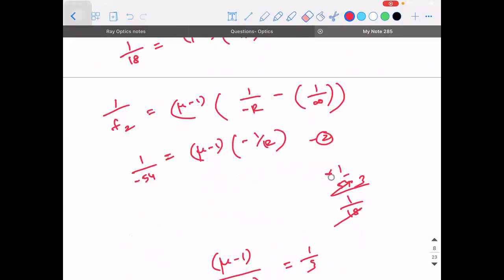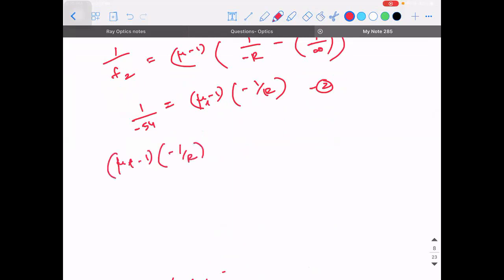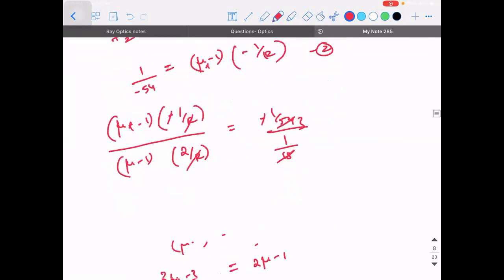I took it as mu minus 1. It is not mu minus 1. It is the refractive index of the liquid minus 1, because F2 belongs to the liquid lens. It doesn't belong to the already existing thin lens. So the correction I should have done is mu L. Then mu L minus 1 into minus 1 by R divided by mu minus 1 into 2 divided by R is minus 1 by 54 divided by 1 by 18. This goes 3 times. So R and R are gone. Minus sign gets cancelled. So 3 times mu L minus 3 is equal to 2 mu minus 1.